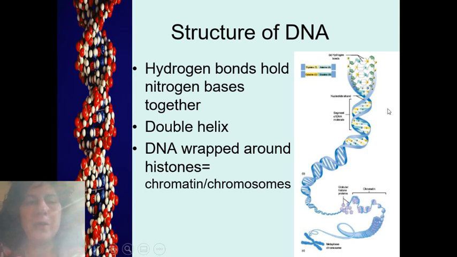Okay, hydrogen bonds then are going to hold those nitrogen bases together. That's the A to T with 2 hydrogen bonds and the C to G with 3 hydrogen bonds, right? And that goes down the center. And then that starts to twist up. So it twists up into what we call a helix, and we call it a double helix because there's 2 sides to it.